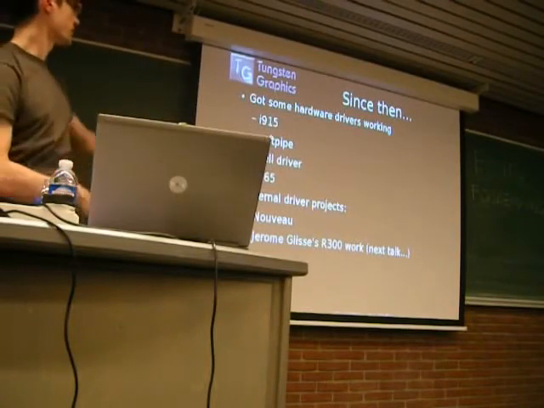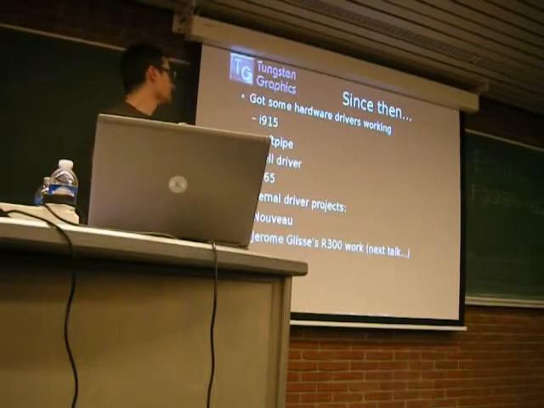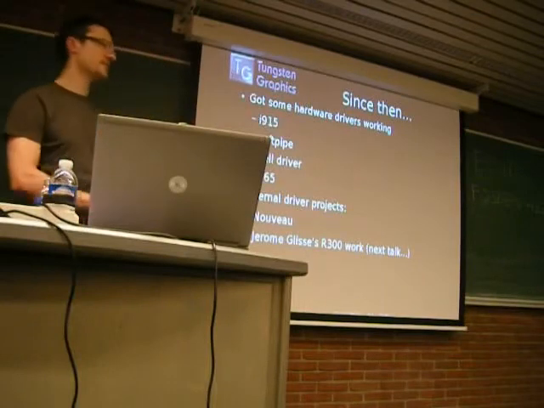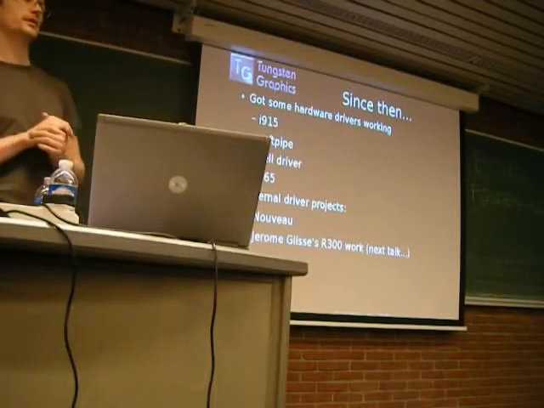SoftPipe is the software rasterizer, and in terms of status, these are pretty much in order of doneness, I guess. So 915 runs most stuff. It could use some work.